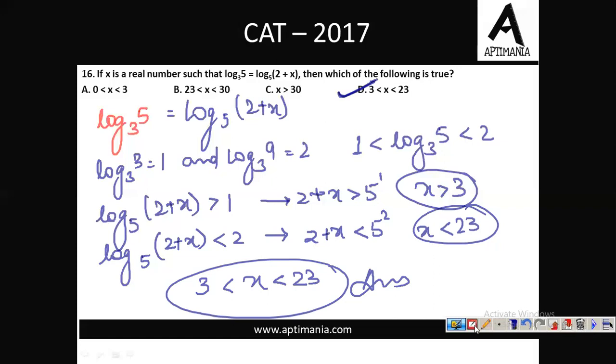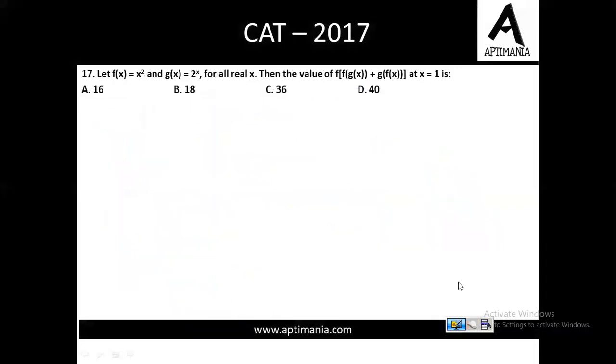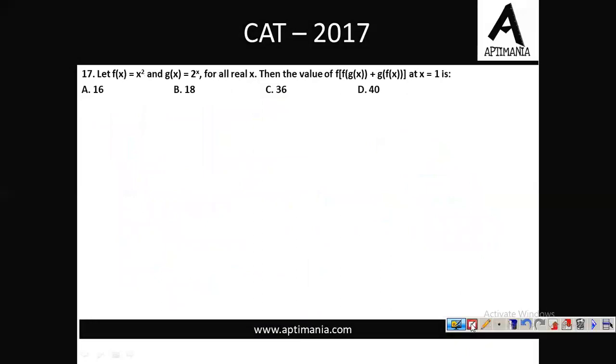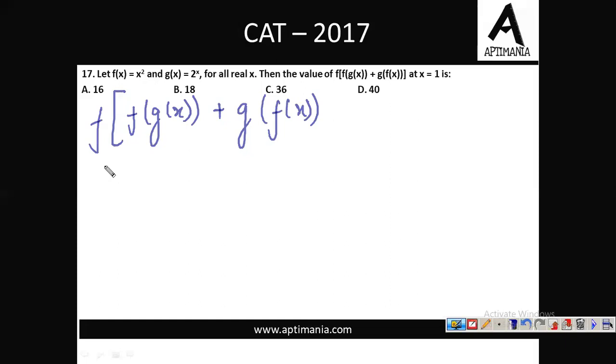Let's go ahead to the next question. Question number 17 is on the screen. Let's try to solve it out. Let f(x) equal x square and g(x) equal 2 raised to the power x. Then we have to find the value of f of g(x) plus g of f(x) at x equals 1, right?